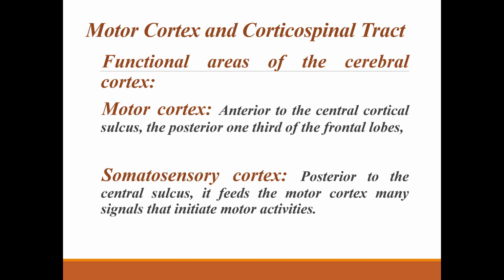It lies anterior to the central cortical sulcus, in the posterior 1/3 of the frontal lobes. So this area, the part anterior to the central cortical sulcus, including the posterior 1/3 of the frontal lobe, is the motor cortex. Then we have the somatosensory cortex. It lies posterior to the central sulcus and it feeds the motor cortex many signals which initiate the motor activities.